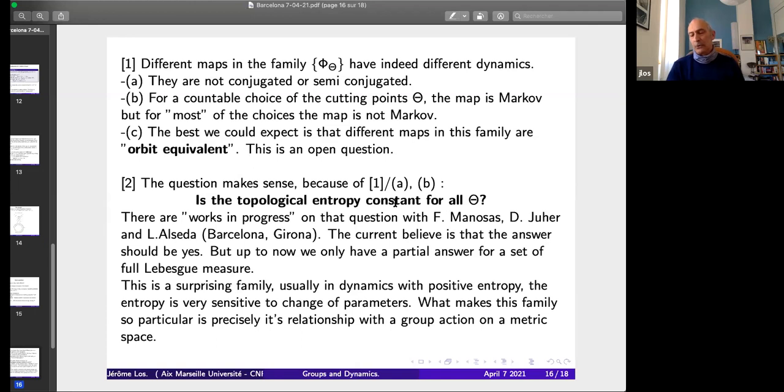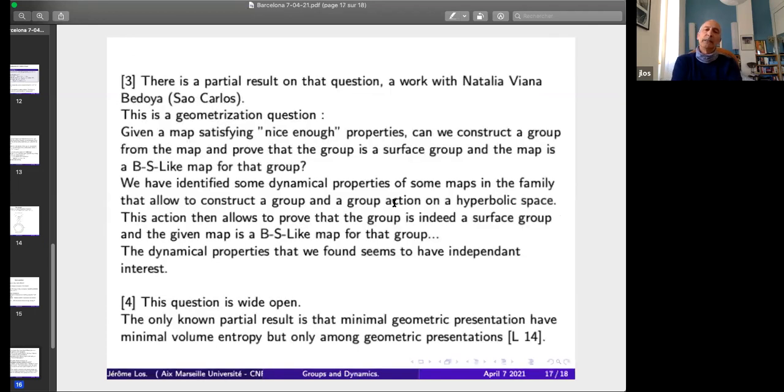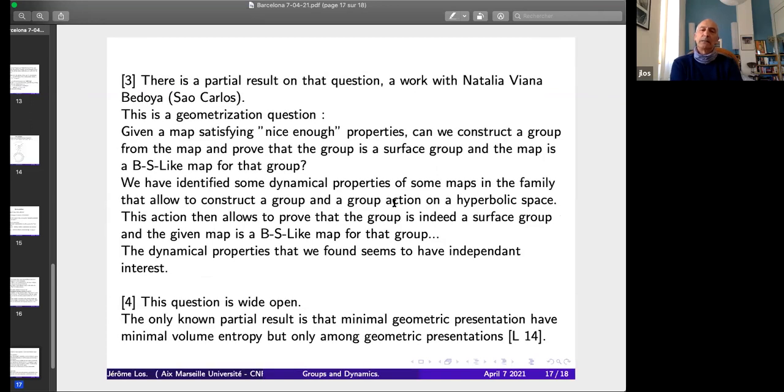Okay, let me turn to the third question. The third question was, are these maps coming from a group presentation very particular among the piecewise homeomorphisms on the circle? So there is only a partial result on that question. This is work in common with Natalia Viana-Bedoya in San Carlos. And this is a geometrization question. The question more precisely is the following.